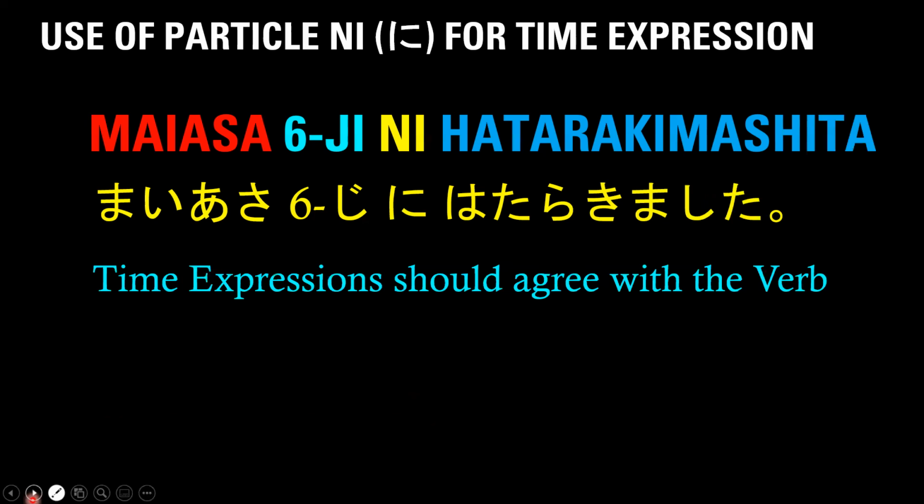Next. Okay. And we have to make sure that our time expression should agree with the verb. Just like the English, di ba? Hindi ka pwedeng nagsasabing, oh, tomorrow meet you. Parang wrong, grammar wrong siya kasi tomorrow I will meet you. You have to use will, di ba? So that's the English one. For Japanese, you have to make sure that your time expression should agree with the verb. For example, this one, may asa rokuji ni hatarakimashita.